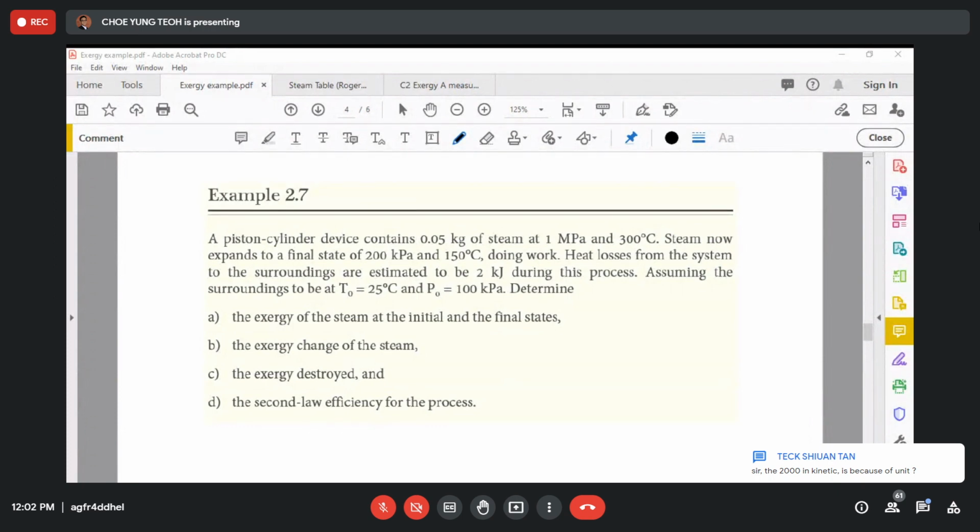Yes, correct. We divide by 2000 because we want to convert from joule to kilojoule. Previously, it's 1/2 MV squared. Okay, so now it becomes 1/2000.